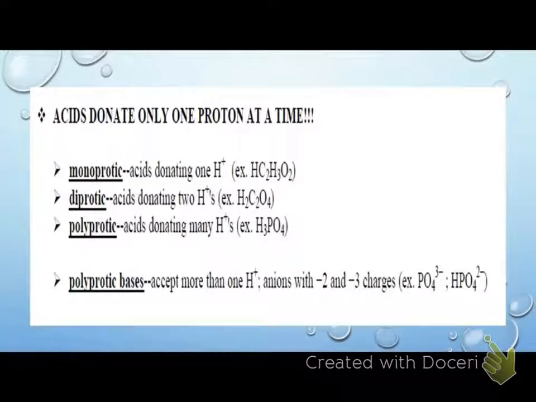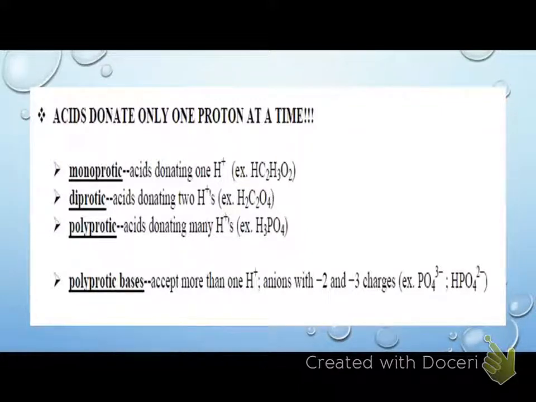Acids will only donate one proton at a time. We didn't really talk about that in Chem 1. If we had H2SO4, we just assumed the hydrogens all went away at one time. But actually, they donate one proton at a time, which is going to be part of our problems later on. For instance, H2SO4, which is sulfuric acid, is a strong acid. Once it donates one of its protons, it becomes HSO4-, which is no longer a strong acid. It's a weak acid. So that's where our equilibrium will come into play.